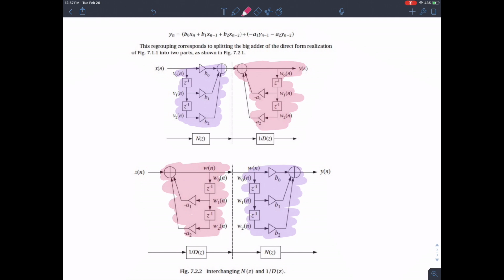What does not move is the input. We still have x of n coming in. We still extend this out. This signal is y of n coming out. So y of n and x of n are the same at the boundary. We just flip the order to get to direct form 2.